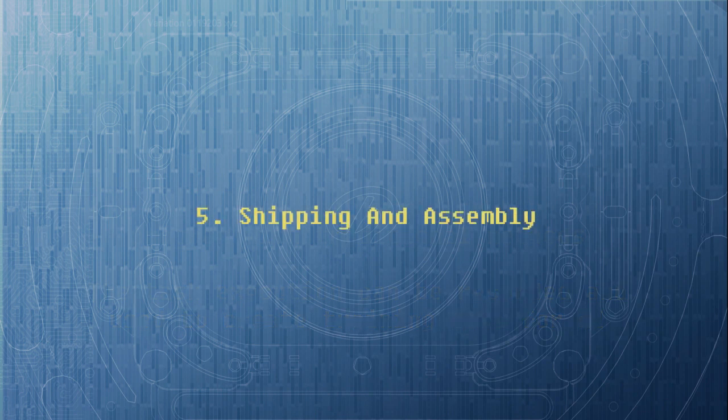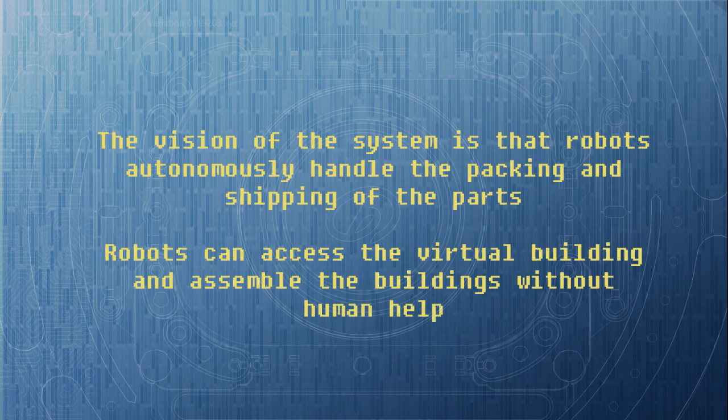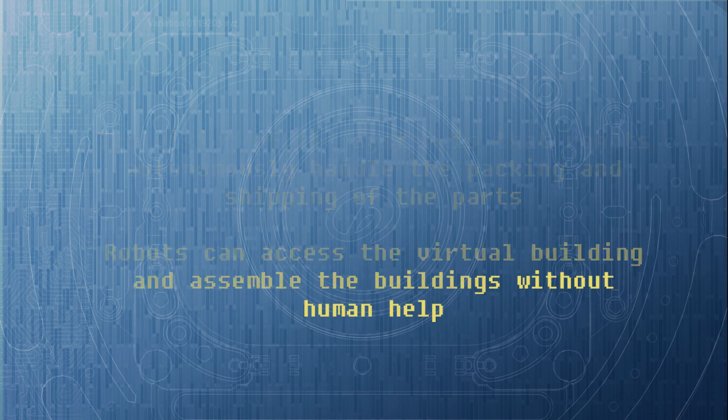After the parts are manufactured, they need to be delivered and turned into a building. The vision of the system is that the robots autonomously handle the packaging and shipping of the parts. As the robots can access the virtual building plans, they will also be able to assemble the buildings without human help.